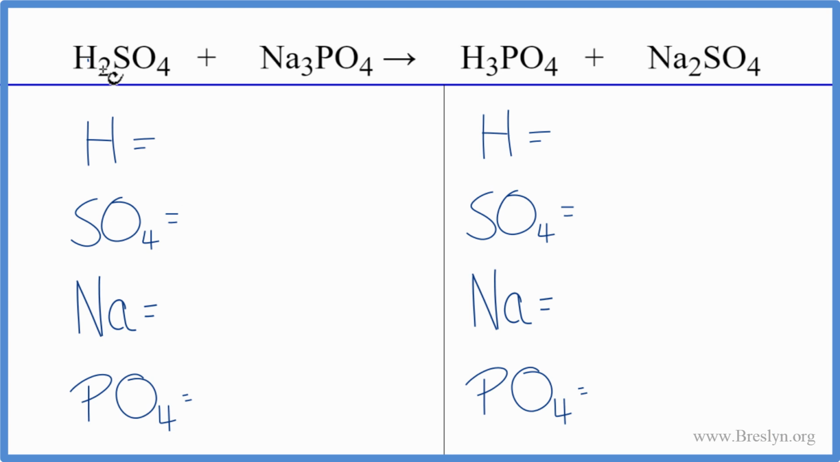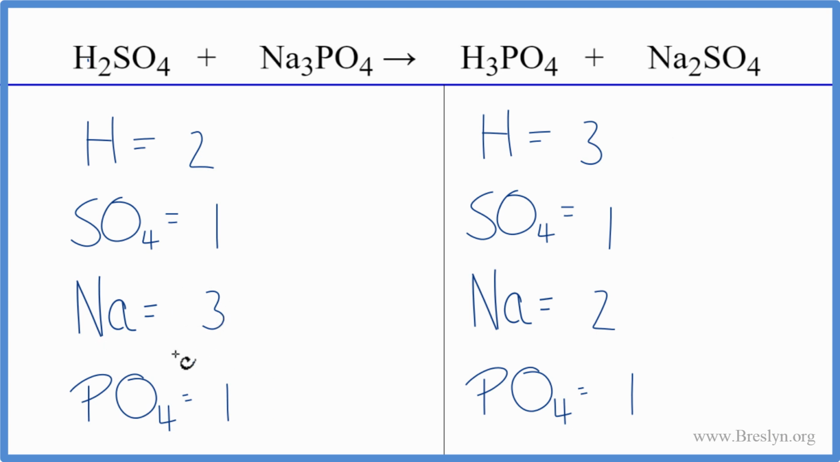Let's count the atoms up. 2 hydrogen atoms, SO4, the sulfate, we have 1, 3 sodiums, phosphate, we have 1 of those. On the product side, 3 hydrogens, 1 sulfate, 2 sodiums, and 1 phosphate. Let's do it this way. We can leave the hydrogens till last. Let's get this to an even number. That'll make it a lot easier to balance.